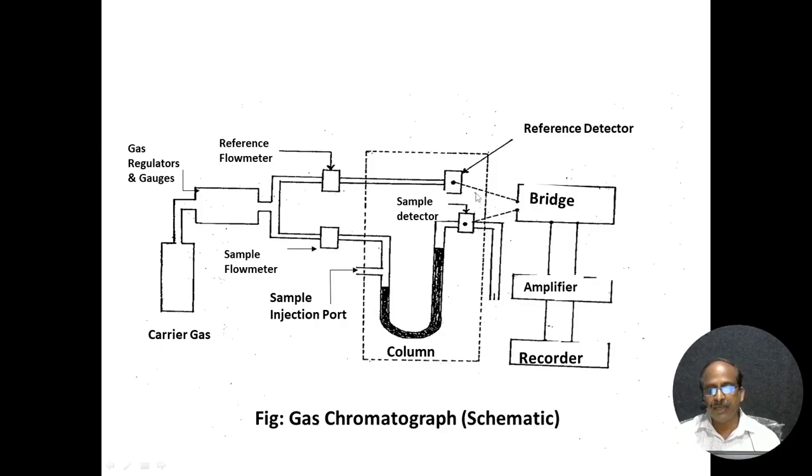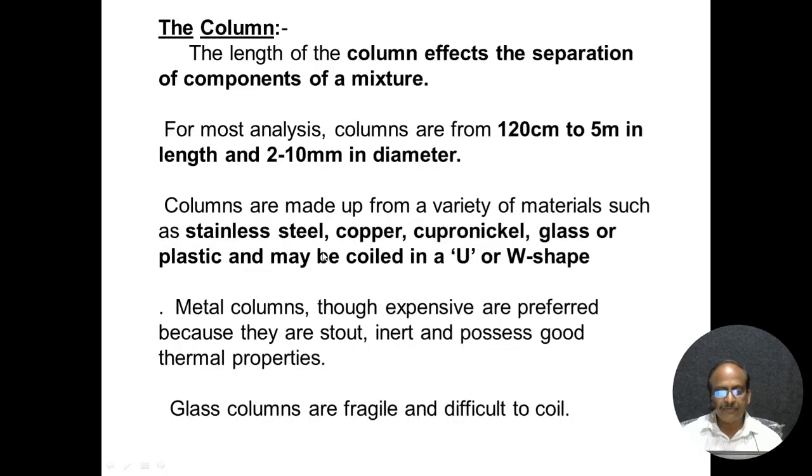This is a reference flow meter. These dotted lines are called the thermostat. Why are you using this thermostat on the column? Because the thermostat always maintains the temperature of that particular column constant. Temperature should be constant, so that's why you use a thermostat for the column. The column may be W shaped or U shaped. Yes, this is the schematic diagram for the gas chromatography technique.